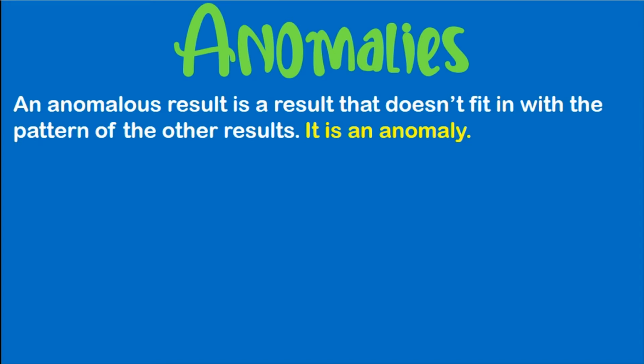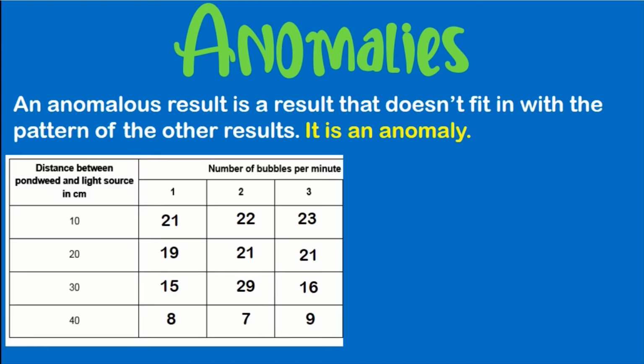And an anomaly is just something that doesn't fit in with the natural range. So it doesn't fit in with the pattern. So here's an example of a table, and as I look across, I've done 3 repeats at each distance, and if I have a look at the 30 centimeters distance, 15, 29, 16, that 29 is outside the natural range, so there's been an error there, something's gone wrong, and I've got an anomaly.